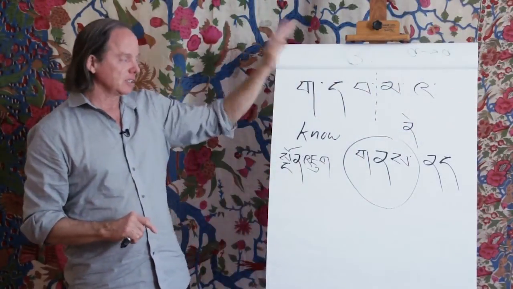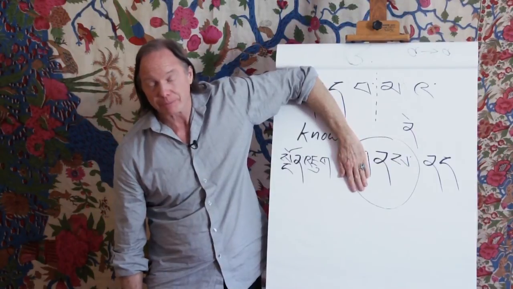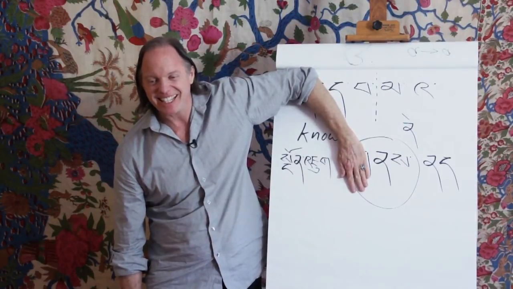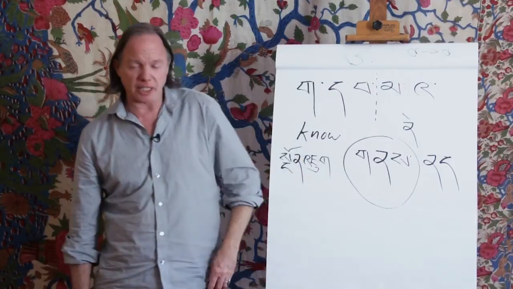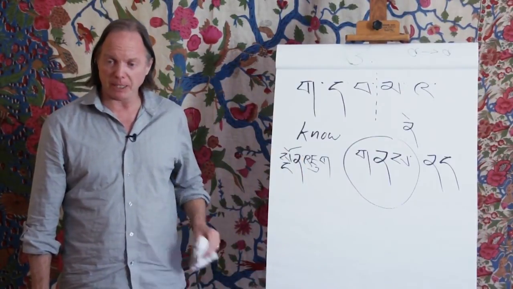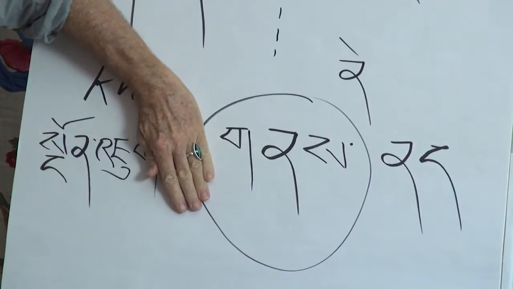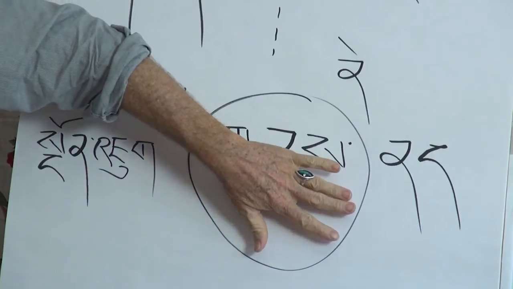Ne. So this by itself, ne, means from or barley. Like if you're reading a text on Homa, on fire offerings, and you come to ne, be careful. It might be barley, the barley that you're going to add to the fire. But then when you add the prefix letter, it has certain effects on the main letter.